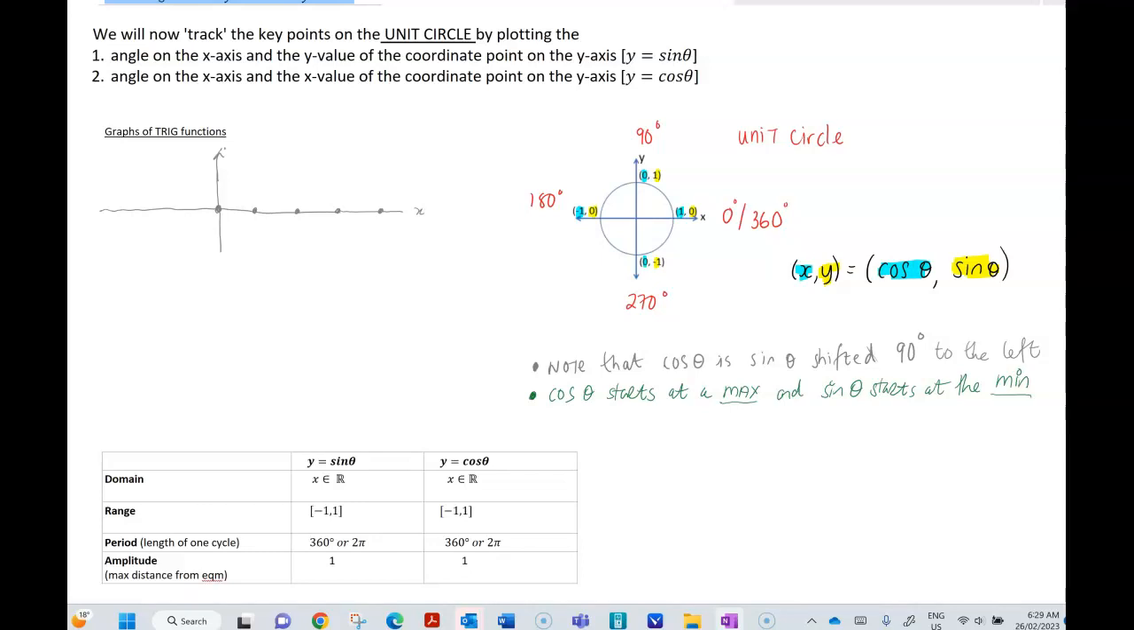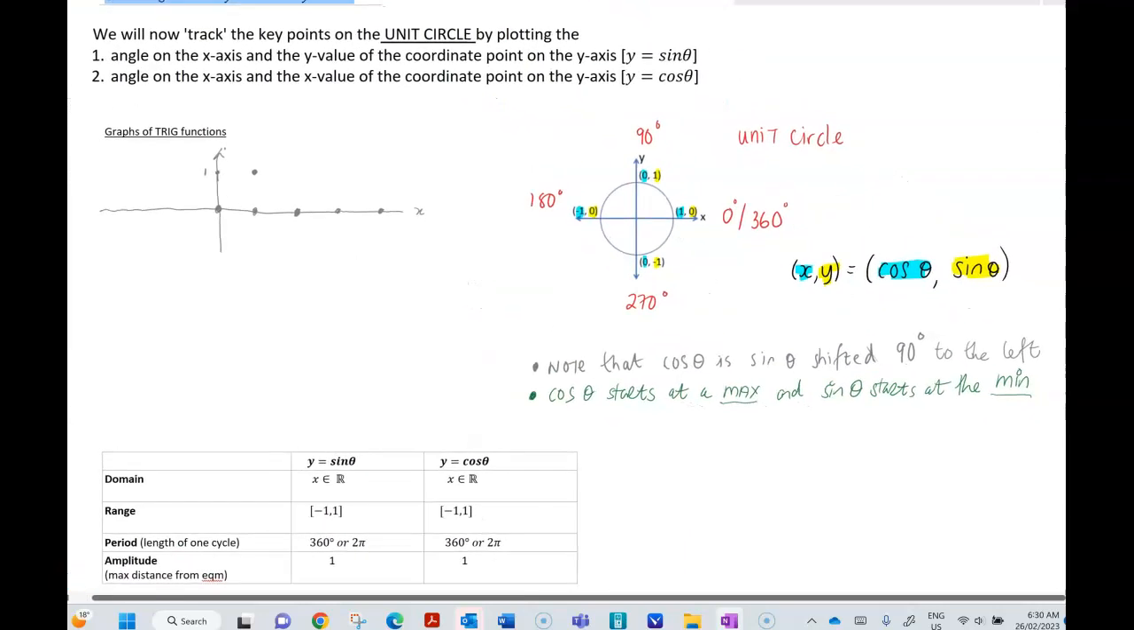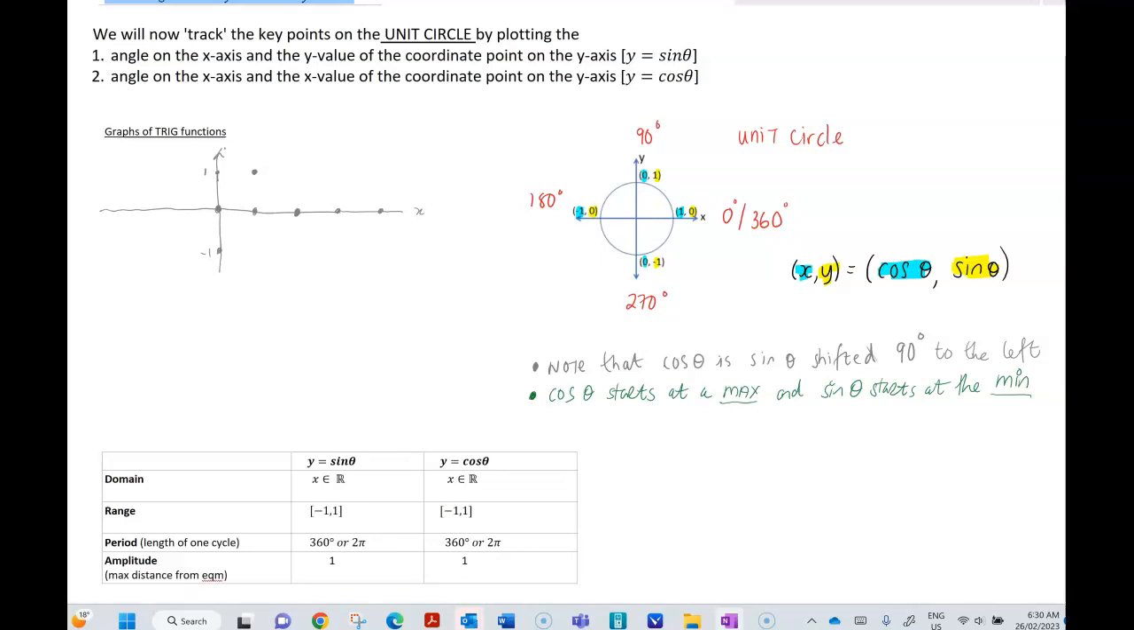Next point will be on the 90-degree side, the pi on 2. When the angle is pi on 2, my y is 1. So I'm just going to put a 1 over here and a dot point over there. Next angle is 180 or pi, and my y value is back to 0, so I'm on my x-axis there. Going down to my 270 at 3 pi on 2, my y is -1. So I just follow it, sort of have a scale going. And then back to 360, where my y value is back to 0.